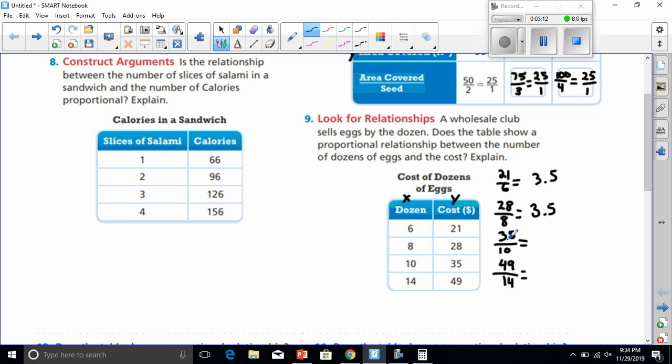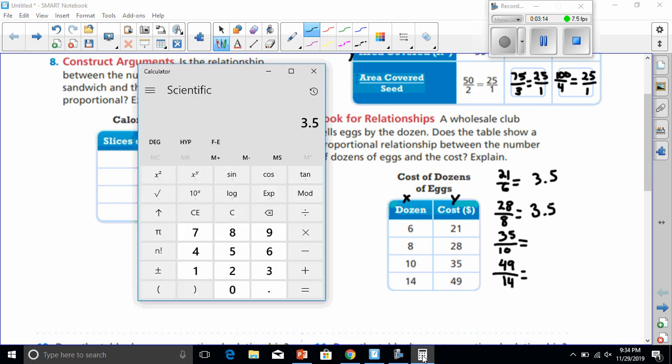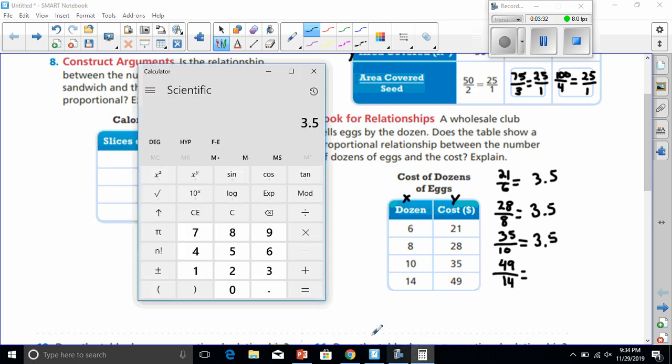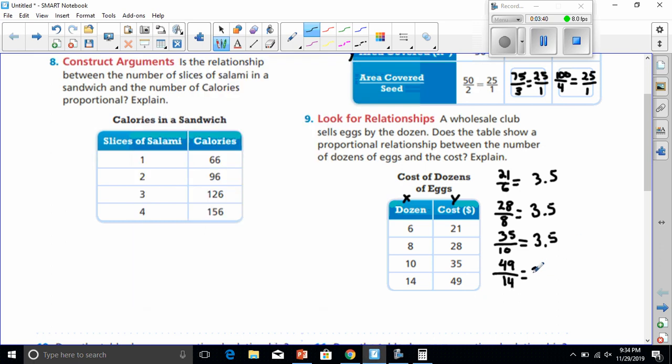Next one is 35 divided by 10. I already know this one's going to be 3.5, just because when dividing by 10, you move the decimal point over. But we'll go ahead and do this anyways. 35 divided by 10, 3.5. And the last one is 49 over 14. So that would be 49 divided by 14, which also equals 3.5. Now that I know every single one of these ratios is the same, I can say that it is proportional.